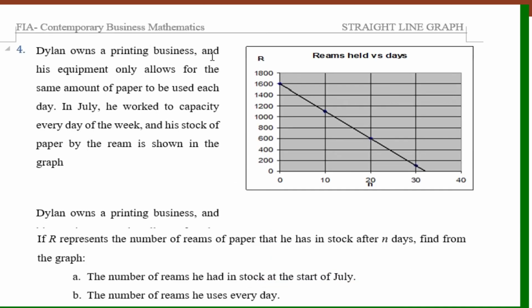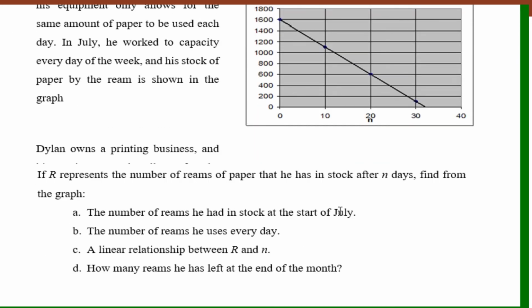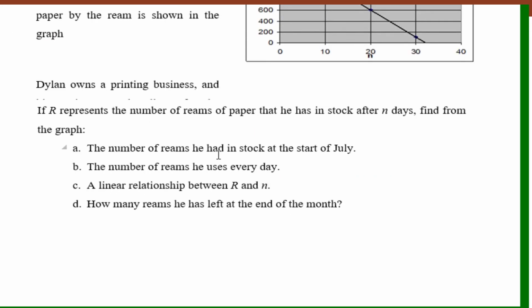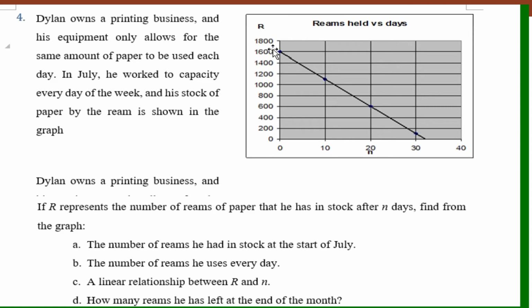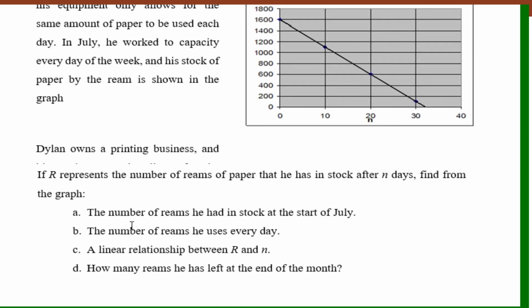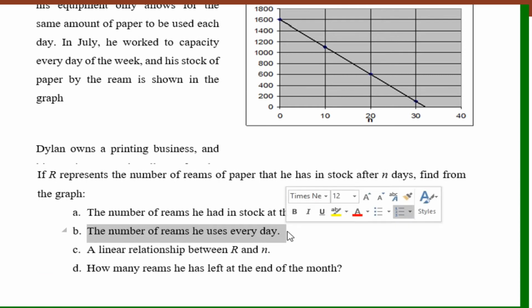Dylan owns a printing business and his equipment only allows for the same amount of paper to be used each day. In July, he worked to capacity every day of the week and his stock of paper by the ream is shown. So meaning they're saying at the start he has 1,600 reams of paper, at the end it reduces. So when you look at this graph, you know your gradient is negative. So the number of reams he had in stock at the start of July, this is the start of July, it will be 1,600.